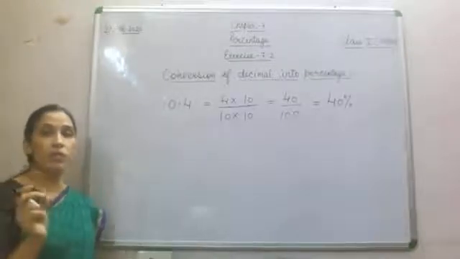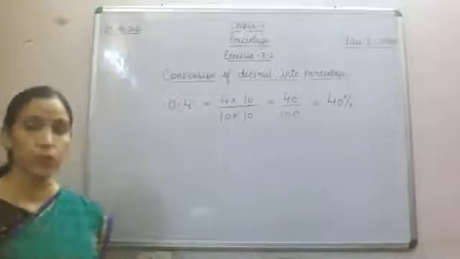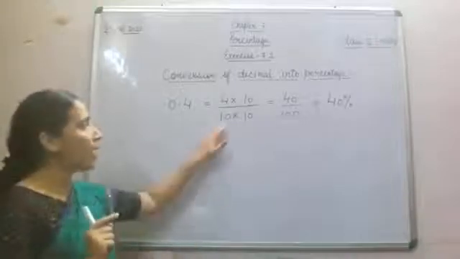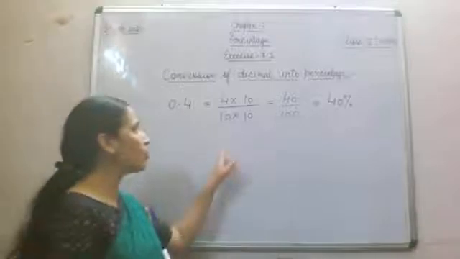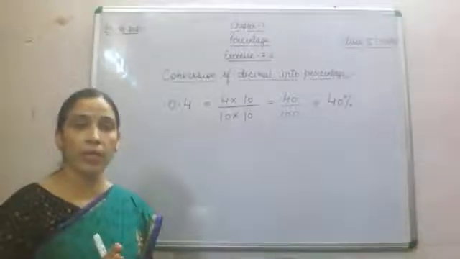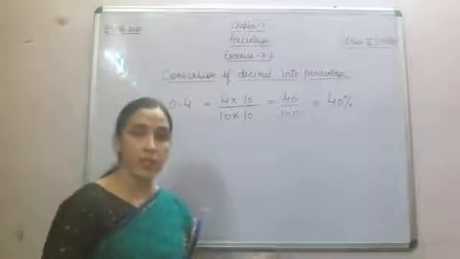You have been given a decimal number. You have to see how many decimal places there are. You will remove the decimal point and put as many zeros in the denominator. After that, if we already have 100 in the denominator, then we don't need to do anything. We'll just write it as a percentage.